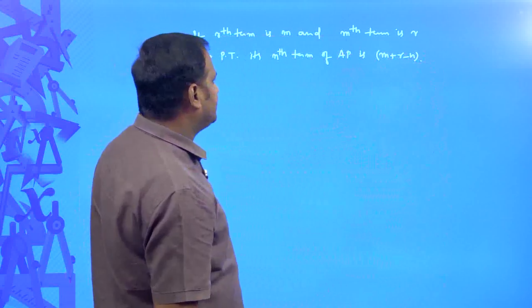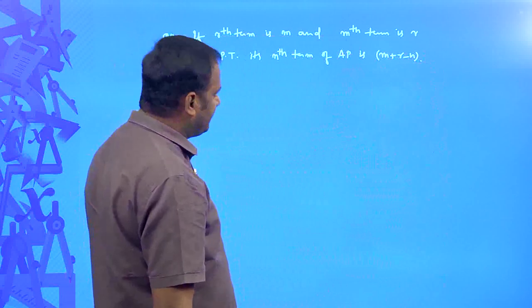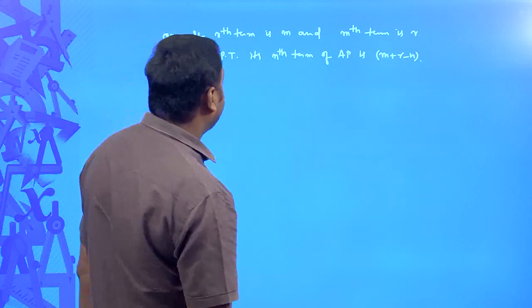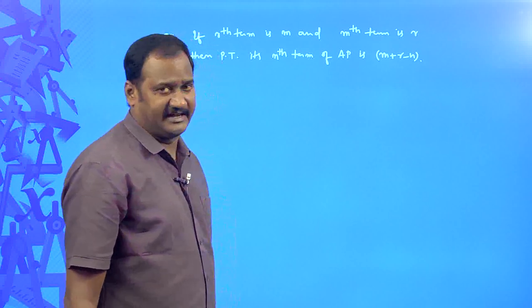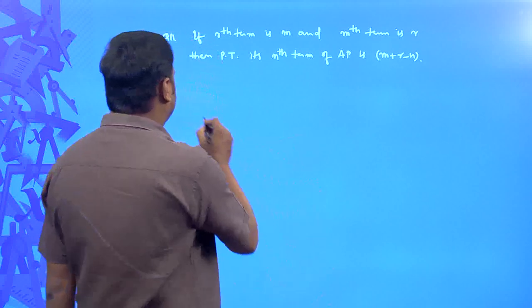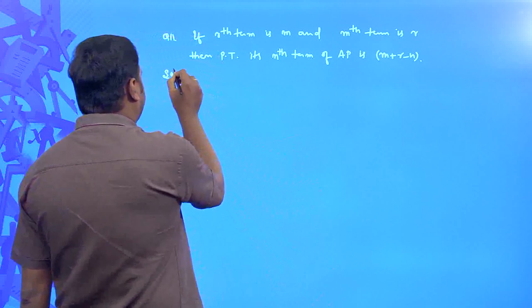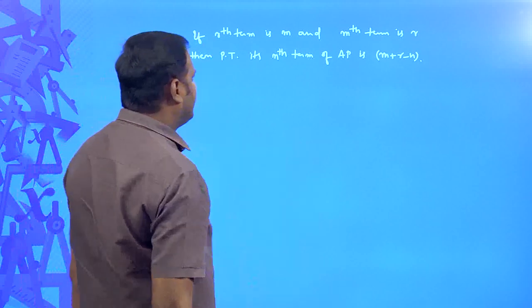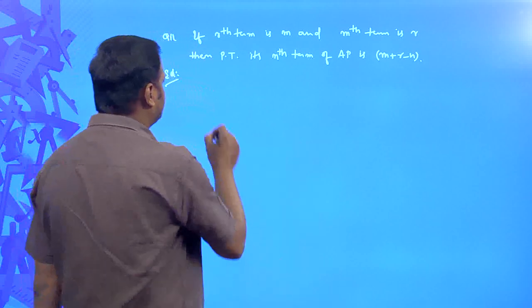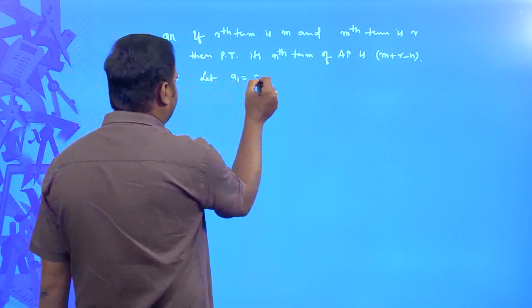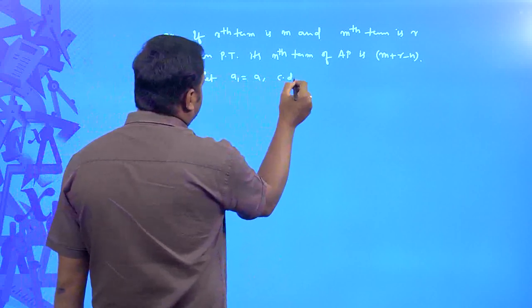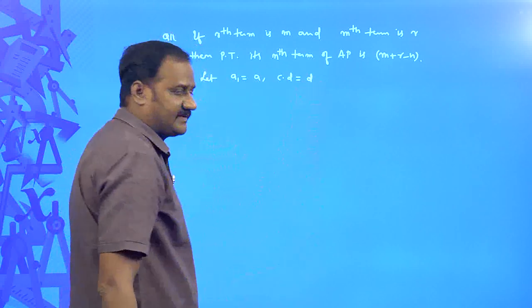If the rth term of an AP is m and the mth term is r, then prove that its nth term is going to be m plus r minus n. In order to prove that, this is similar to the previous one that we did already. The rth term of an AP is m. So, let us consider an AP whose first term is small a and the common difference is small d, right.